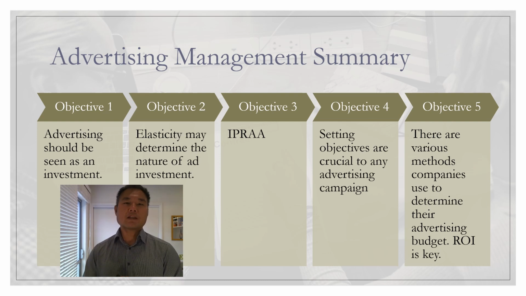In objective 3, we looked at the 5 main functions of advertising. So that was summarized by the acronym IPRA. So that was to inform, persuade, remind, add value, and assist.